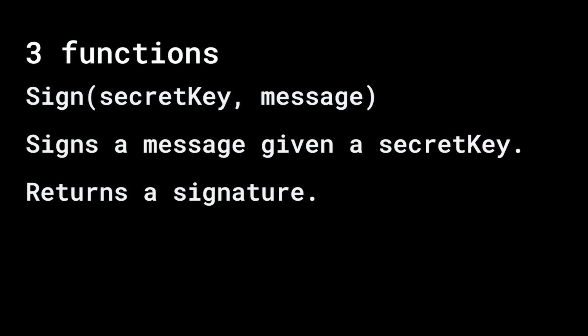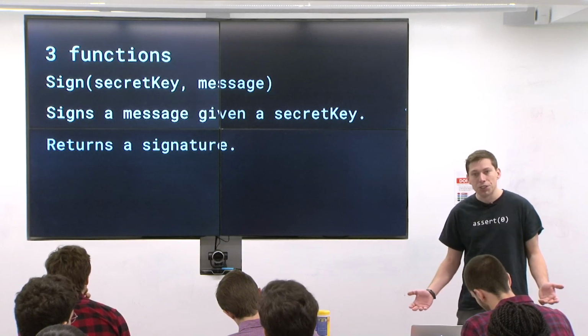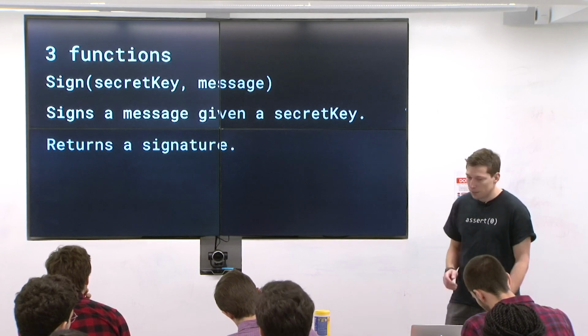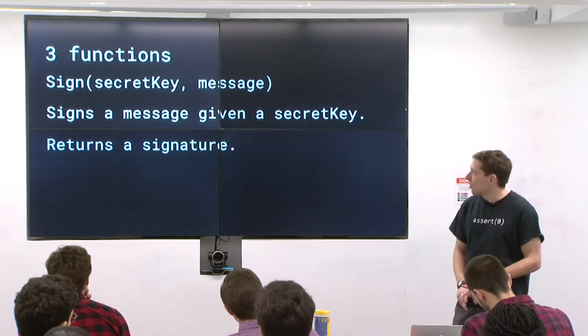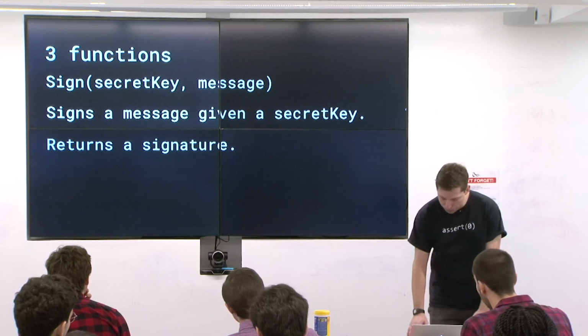message and returns a signature, right? And all these things are just strings of 1s and 0s, right? It's just a bunch of bytes. A public key, a private key, a signature, a message. These are all just bytes, right?